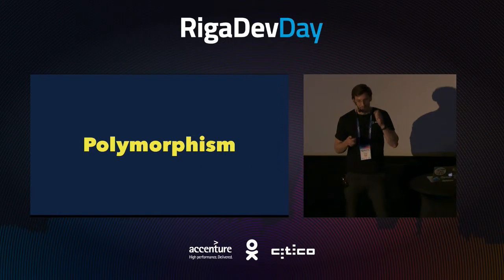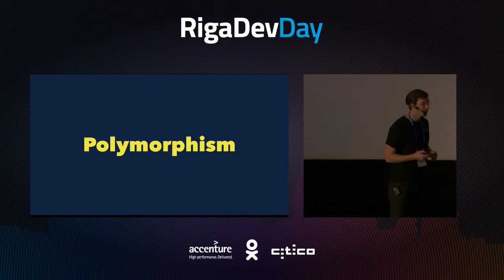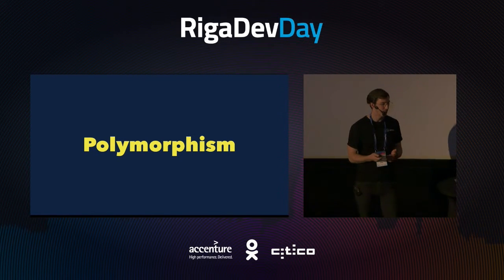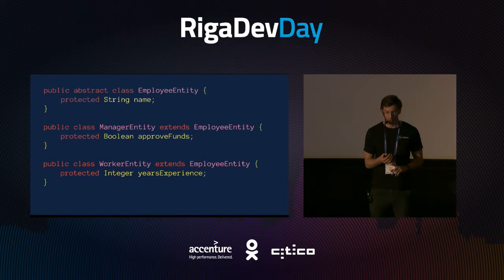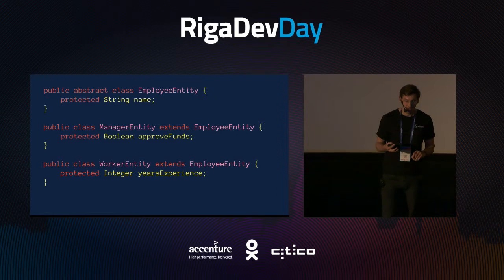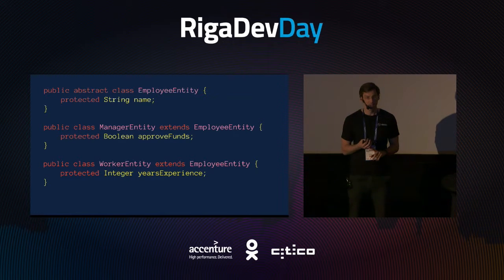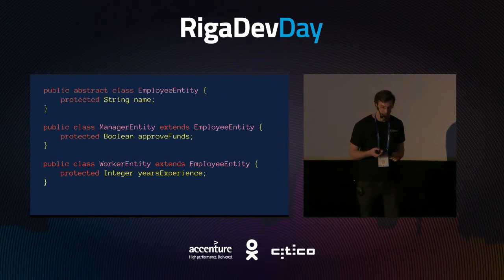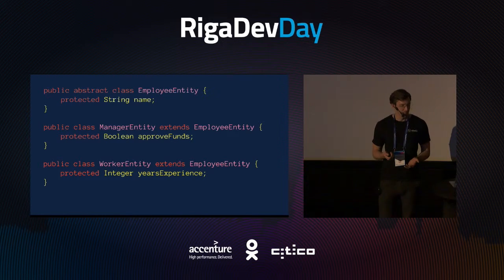Okay. This is, I think, the biggest strength in general of MongoDB, or how to map objects to documents: polymorphism. Assume we have a very simple base class. It's an employee who has a name, and then we have a manager and a worker. The managers can approve funds, and the workers have some experience. Managers obviously don't have any meaningful experience. So you have these things, and you can put them inside your database.